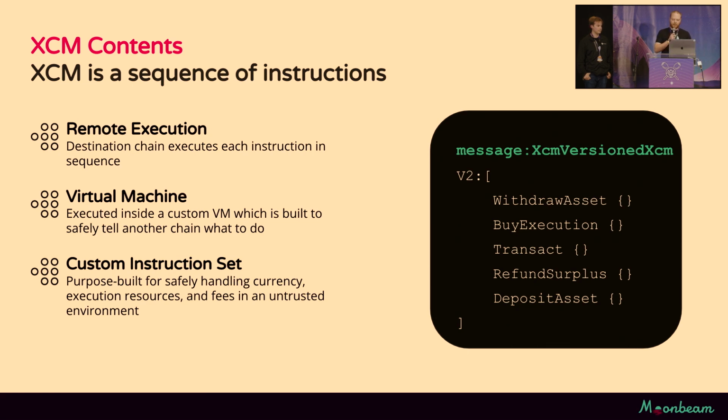On the right, you'll see a sample XCM message that has 5 instructions. The first, withdraw asset, would attempt to take funds under the sender's control and place them into a holding register. And then buy execution would take those funds in the holding register and attempt to purchase execution resources with them. You can think of this as paying for fees. Then Transact would take those execution resources and do something natively on chain with them. And finally, refund surplus and deposit asset will take the unspent transaction fees and return them to the sender.